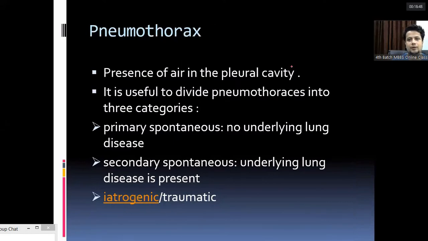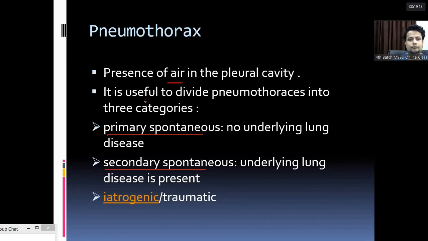So coming to the next topic, that is pneumothorax. Pneumothorax is the presence of air in the pleural cavity. It is useful to divide pneumothorax into 3 categories. One is primary spontaneous pneumothorax, when there is no underlying lung disease. Secondly, secondary spontaneous pneumothorax, when there is underlying lung disease like cyst or bulla, which may rupture and cause pneumothorax. And next is iatrogenic or traumatic pneumothorax.